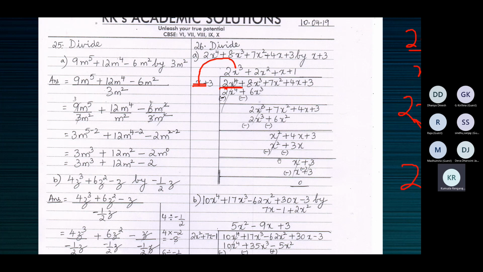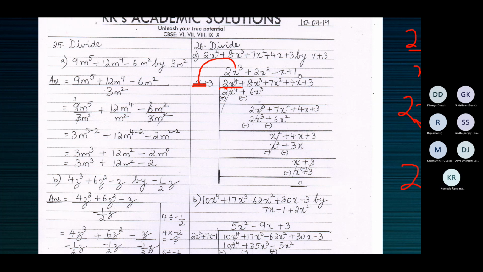Again, change the signs. So this gets cancelled because x squared minus x squared is 0. 4x minus 3x is x. Then the only term plus 3 comes down. Again, divide. This is the new dividend. Divide the first term here, x, by x, the first term of the divisor. x by x is 1. So plus 1 is the next term in the quotient.